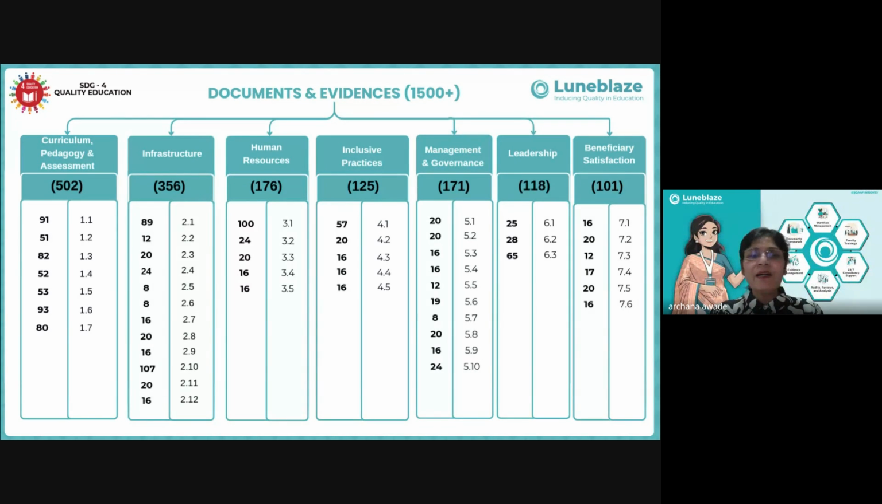So self-assessment is evidence driven. School must upload more than 1,500 documents and evidences across 7 domains of SCAAF. Understand the documentation workload school must prepare for. So 1,500 documents is a huge task, but it is doable if you start from the early stage. When we are doing things, why can't we keep evidence in the form of a record or document? That is what is expected from the school.